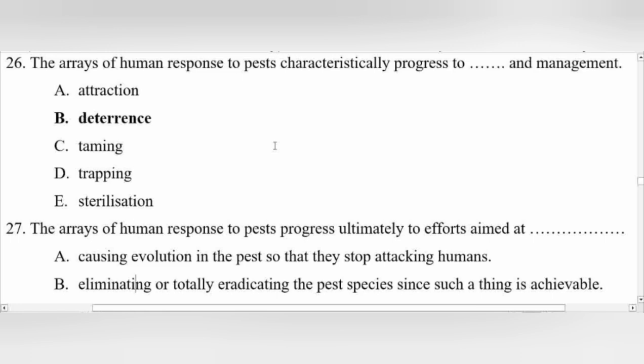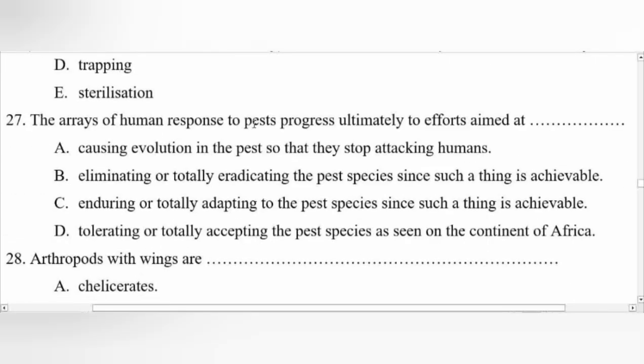All right. Then question number 27. The array of human response to pests progresses ultimately to effort aimed at: A, causing evolution in the pests so that they stop attacking humans; B, eliminating or totally eradicating the pest species since such a thing is achievable; C, enduring or totally adapting to the pest species since such a thing is achievable; and D, tolerating or totally accepting the pest species as seen on the continent of Africa. So which one is our best answer?